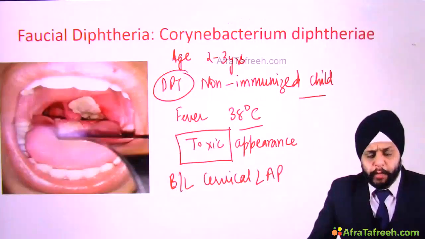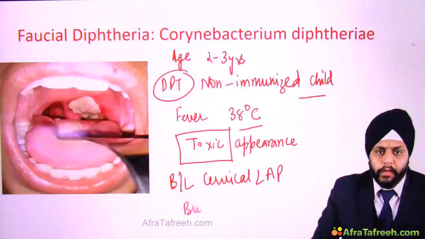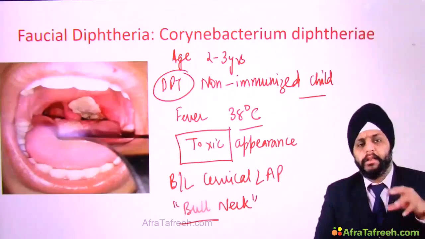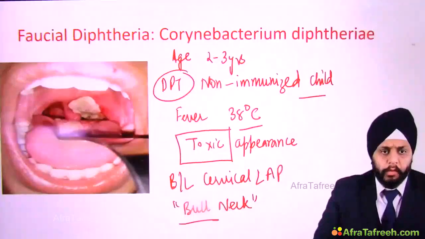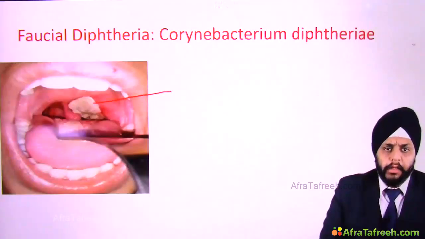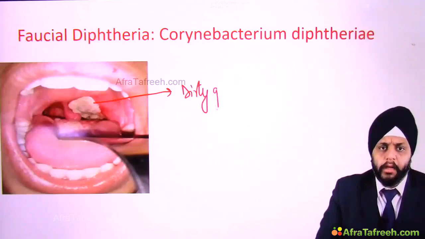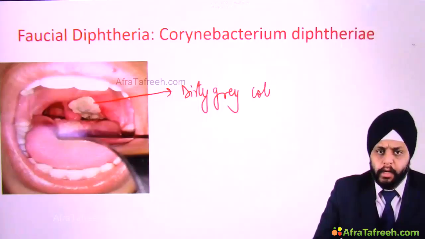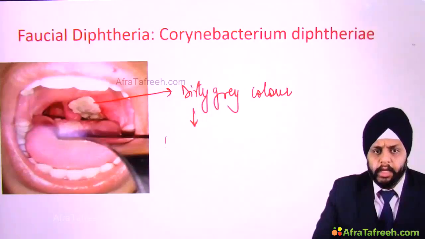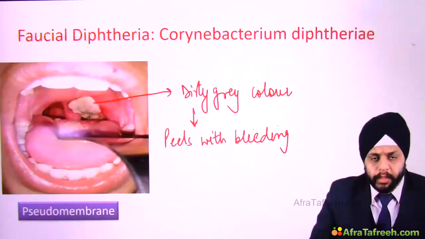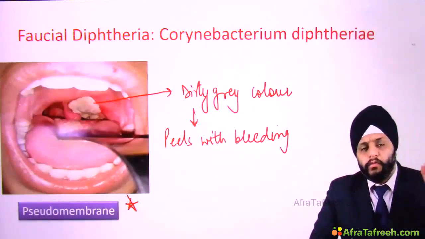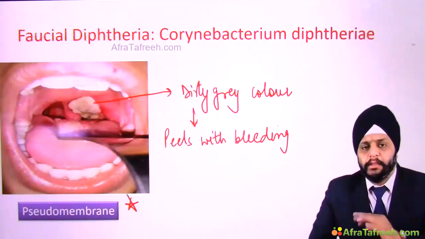This bilateral cervical lymphadenopathy is very typical in diphtheria, and this is known as bull neck. Now when you examine the oral cavity, you may see that the bilateral tonsils are enlarged and there is a membrane over the tonsils. Look over here, this membrane is a dirty gray color membrane. If you try to peel off this membrane, it will leave blood spots. So it peels with bleeding. That means it is not a true membrane, it is a pseudomembrane. So remember, diphtheria forms a pseudomembrane on the tonsil, and it peels with bleeding.